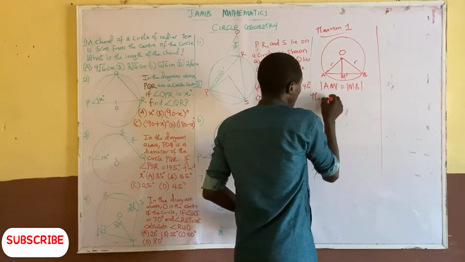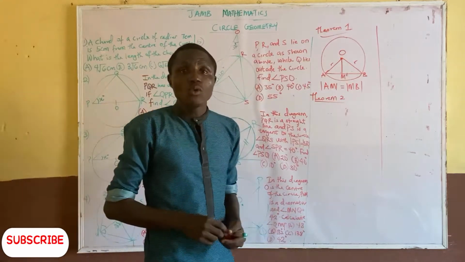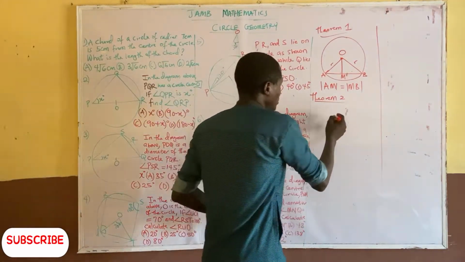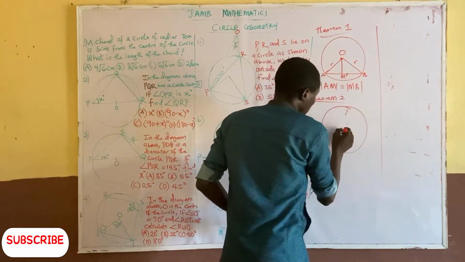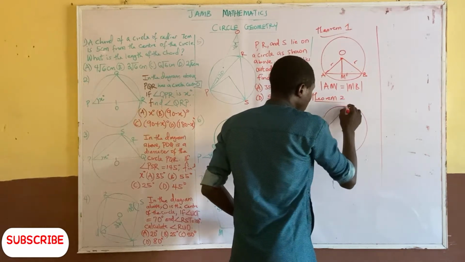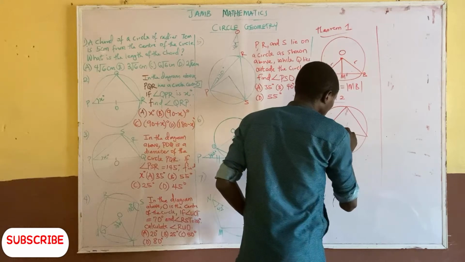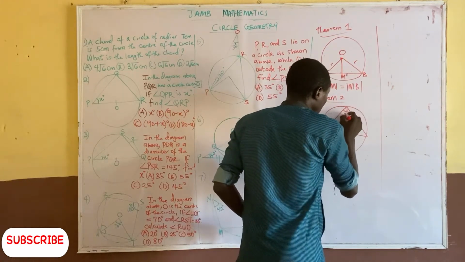Theorem 2 says that the angle at the center is twice the angle at the circumference. As we have an angle at the center like this, and we also have an angle at the circumference just like this. So here this is an angle at the center. Let me label this one Y, and this is the angle at the circumference.